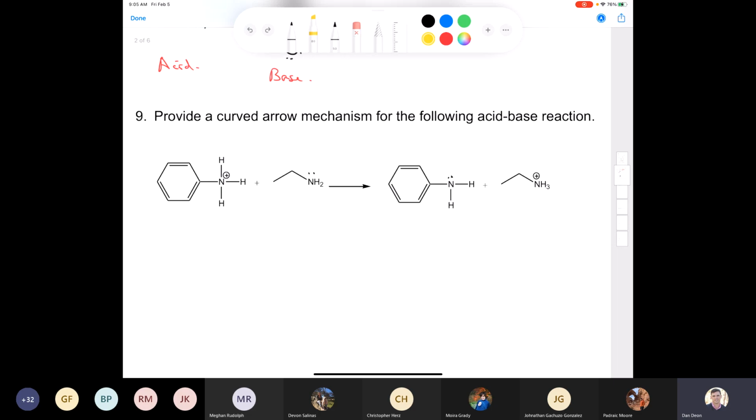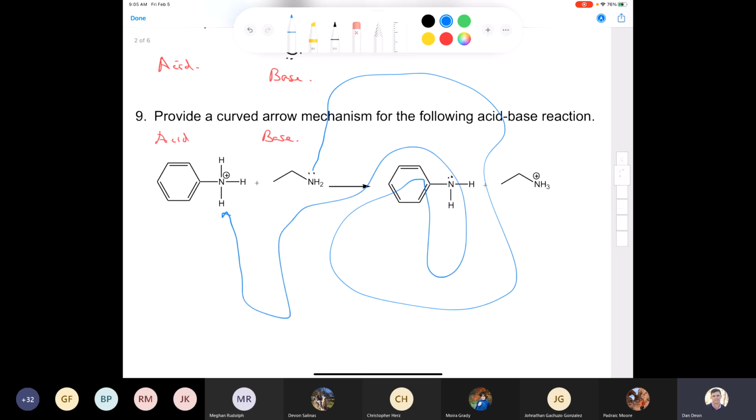So this must be our acid, and this must be our base. The base is the proton acceptor. So I'm going to draw a curved arrow from the lone pair, and I'm going to take one of the hydrogens. Just some semantics here that students get bogged down in sometimes. It doesn't matter where the curved arrow goes. It can go anywhere, okay, as long as it gets to the proton.